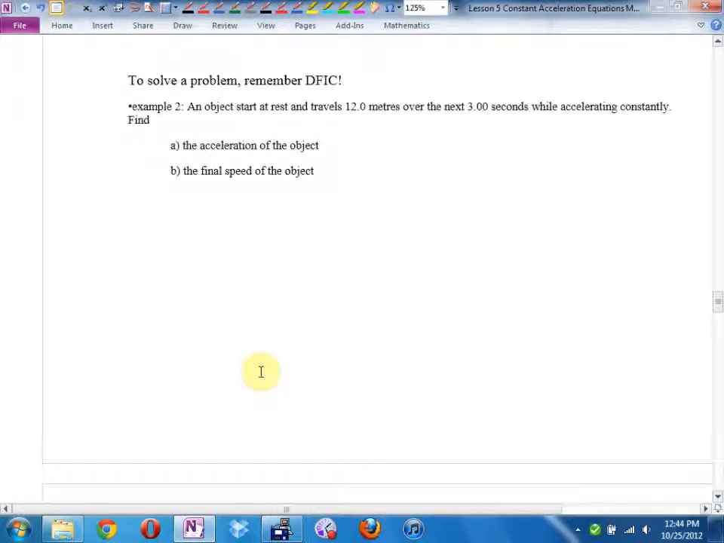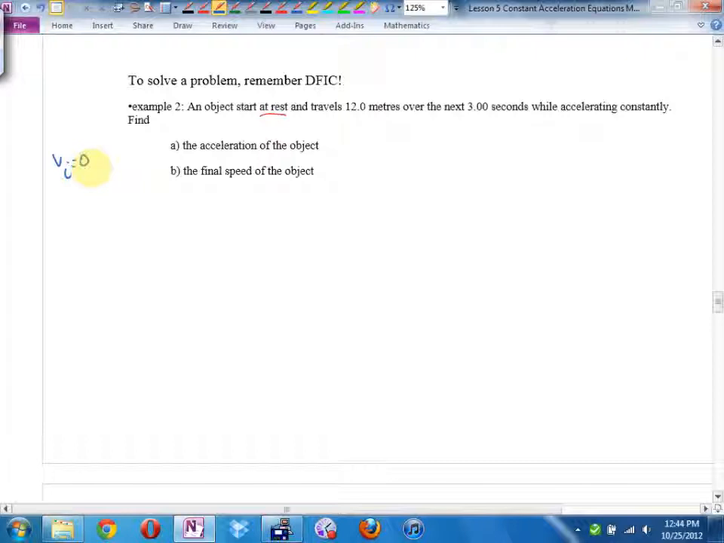Example 2, an object starts at rest. That's an important word, at rest. Let's underline that. Travels 12 meters over the next 3 seconds while accelerating constantly. Find A, the acceleration. Let's DFIC. Let's list our data. At rest, what does that tell me? And don't say velocity. I need more specific. Which velocity? Initial. Is what? 0. Say VI is 0. Let's write that down.